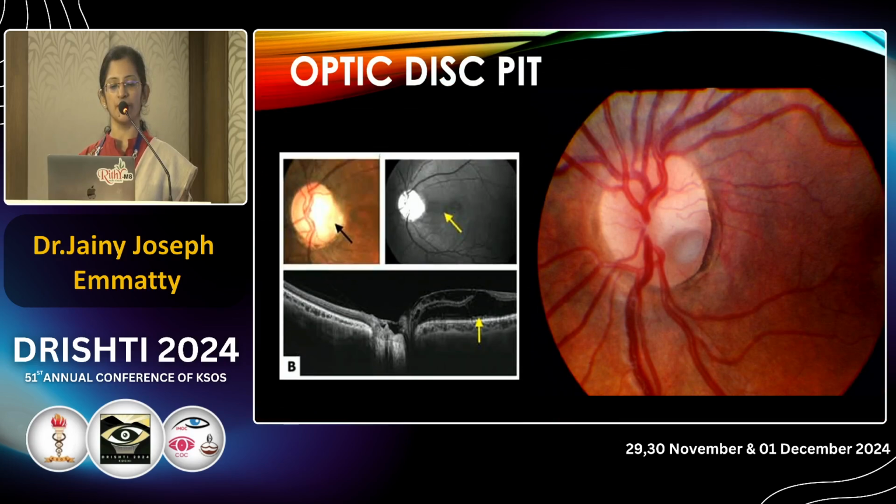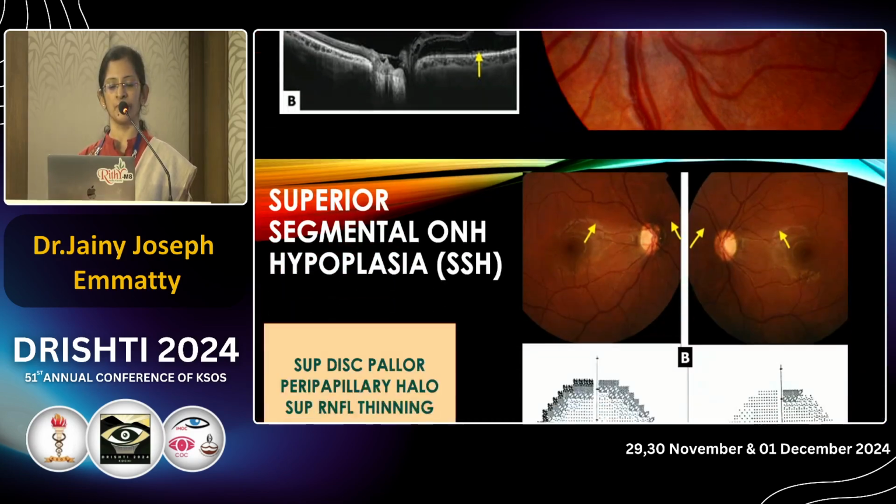And the optic disc pit. When we visualize the disc very clearly, we can see a small depression, usually in the inferotemporal area of the disc, which can be associated with serous macular detachment.